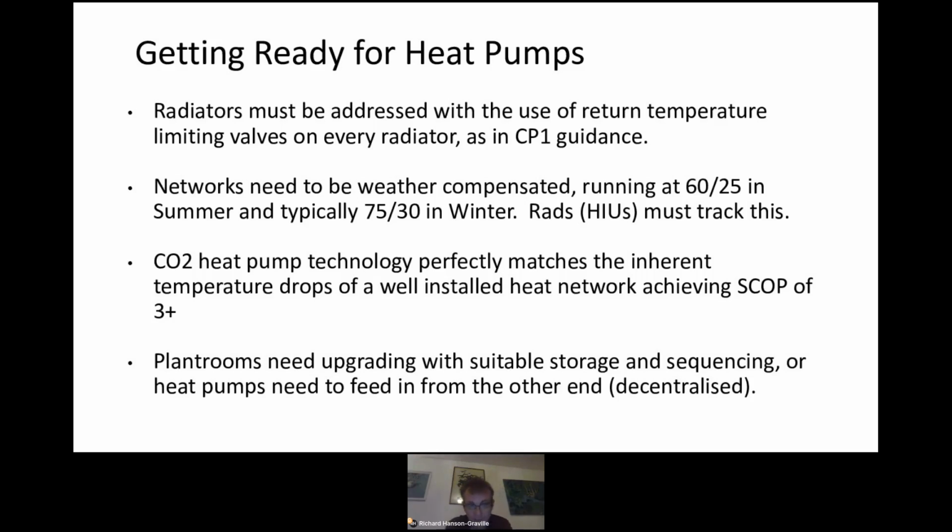Another thing that's coming out of things is actual heat pump technology. We've come around to CO2 heat pump technology as the perfect match for a heat network. It's inherently the right temperature drops for a network, 60-30, and provided you get the networks commissioned right, so the temperature drops match perfectly, you should be able to get seasonal COPs of 3+. So this is separate from ambient loops. This is the heat side in the buildings.